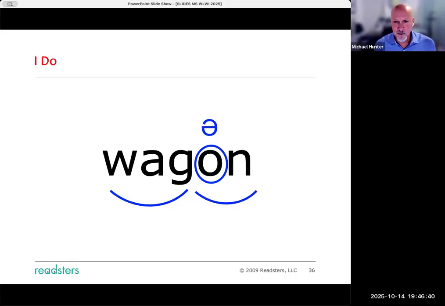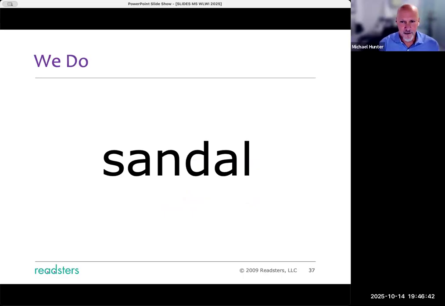Let's do another one. Let's do this one together. Again, I know you guys know how to read this word, but let's pretend that we're reading it for the first time, and we would read sandal. Well, that's not right. How do we actually say this word? Sandal. That's right. Can you guys find the schwa? Is it the first A or the second A that's not spelling the sound that it's supposed to? You guys got it. It's that second A. That's our buddy, the schwa. So that was an I do and a we do.